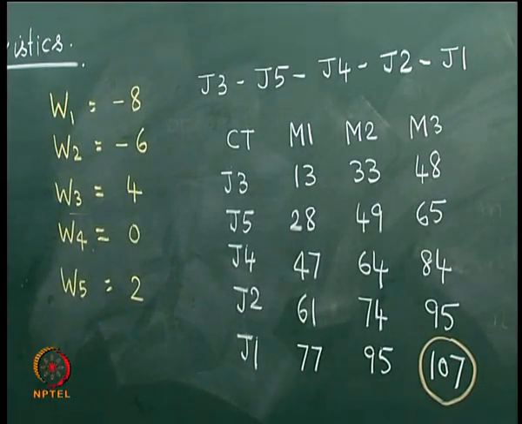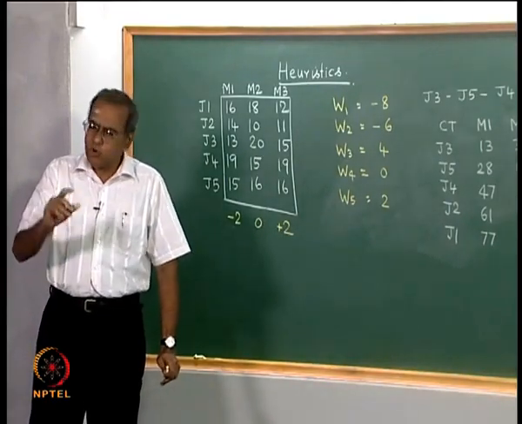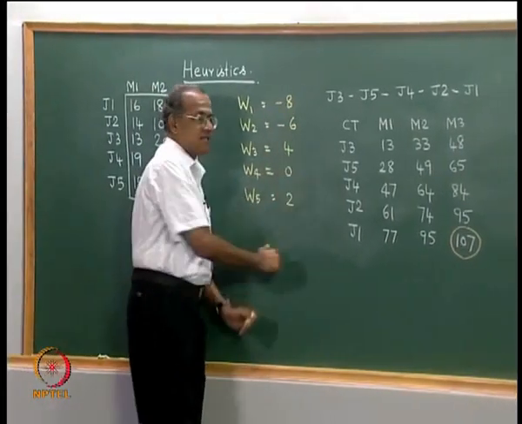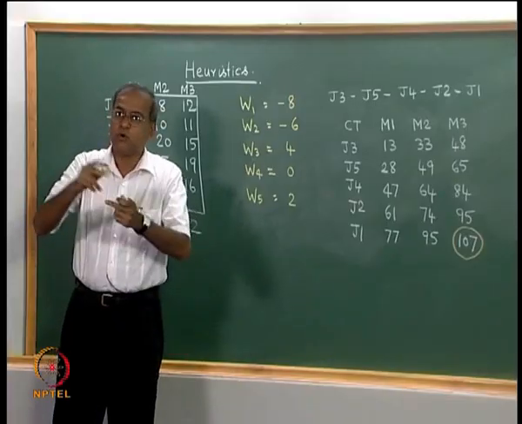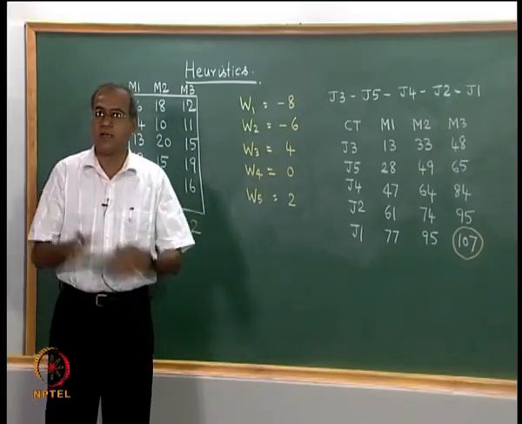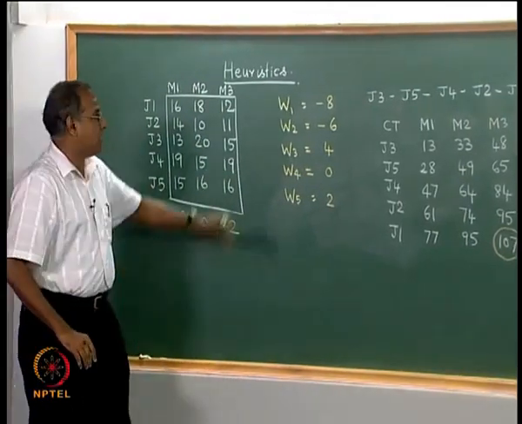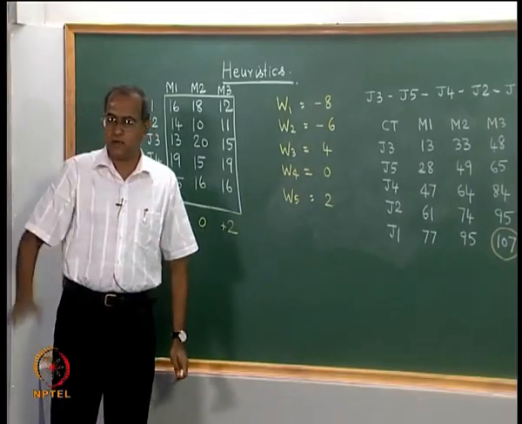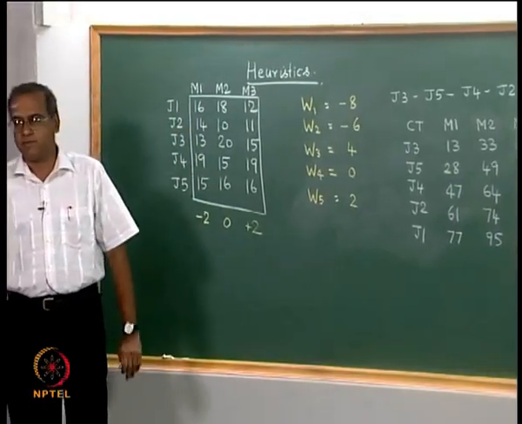So, this heuristic algorithm will evaluate only one sequence. It could evaluate two if, for example, some of these indices are equal. So, you could have two or more if some of these indices are equal, but in general it evaluates only one sequence if each of these indices is unique. So, it gives a solution with Makespan equal to 107.